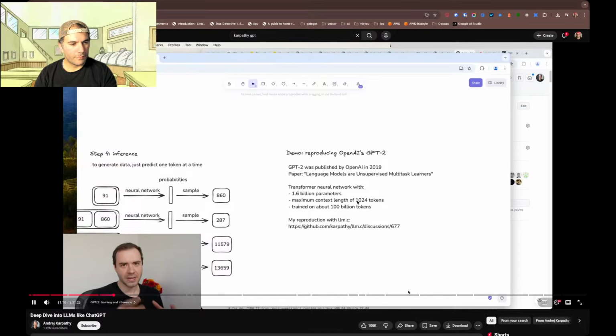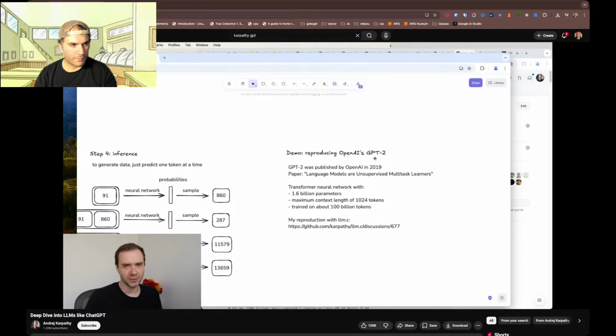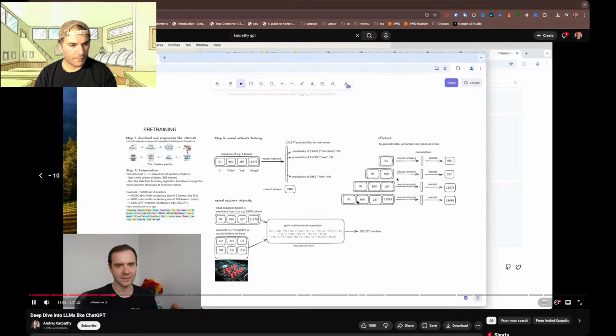Now, the example that I would like to work with and that I'm particularly fond of is that of OpenAI's GPT-2. So GPT to work with, sense of what this actually looks like when these models.